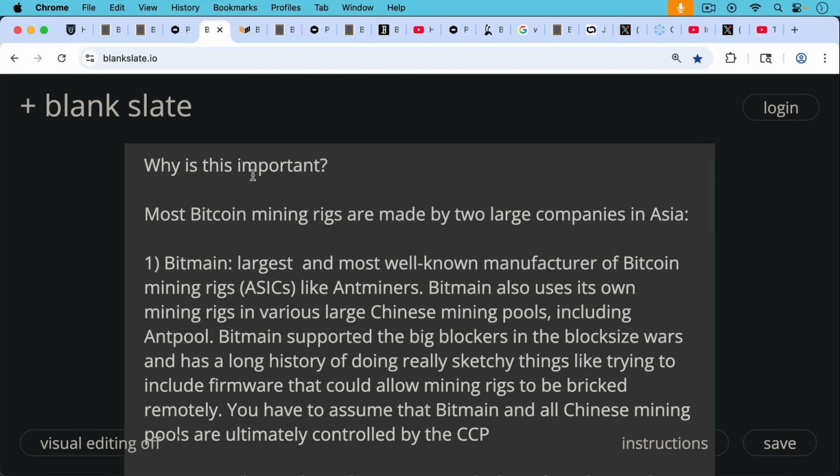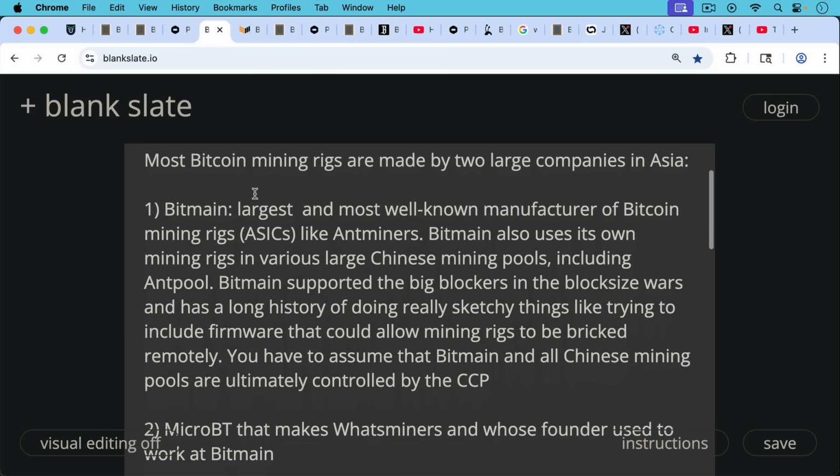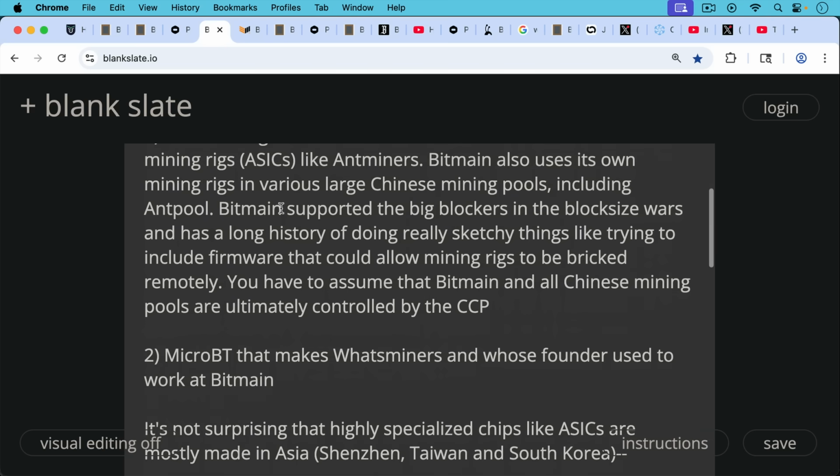And Bitmain supported the big blockers in the block size wars, and has a long history of doing really sketchy things like trying to include firmware that could allow mining rigs to be bricked remotely. This happened back in 2017, I believe. So you have to assume that Bitmain and all the Chinese mining pools are ultimately controlled by the CCP. Then there's also MicroBT that makes the WhatsMiner, and whose founder used to work at Bitmain. So this is a very small, incestuous network, you can imagine.